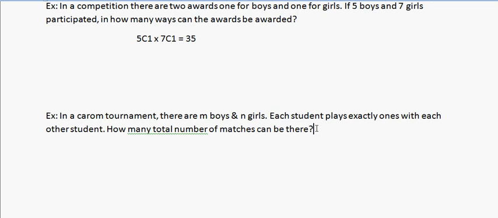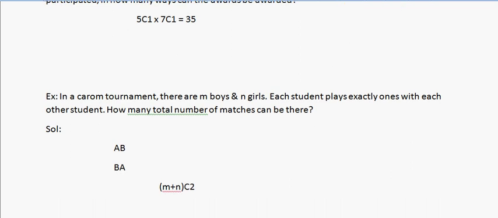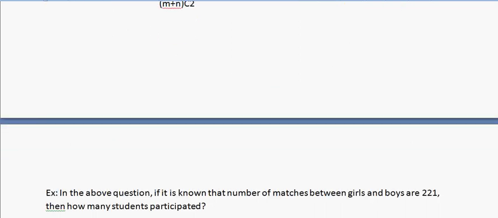How do we do it? You have to see whether you are selecting or arranging. Just take a case in point. If we have 2 people, A and B, competing against each other, AB and BA are the same. They are not different, which means we have to select only. So there are m plus n people, and we have to select 2 out of them to see how many matches there can be. So (m+n)C2 would be the answer in this case.